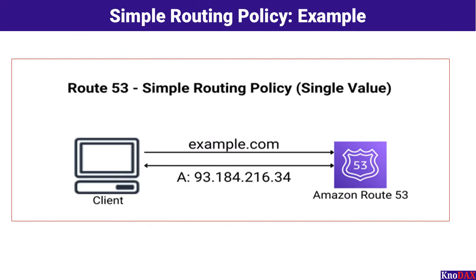This diagram illustrates how the simple routing policy works in Amazon Route 53. In this example, we have a client trying to access a domain, example.com. Using Route 53's simple routing policy, the DNS query resolves to a single IP address. This type of routing is straightforward and ideal for simple use cases, where traffic is directed to a single resource, such as a web server or an application. There are no additional routing rules or conditions applied. The simple routing policy is a reliable way to configure standard DNS records when advanced routing features like weighted or latency-based routing are not required.